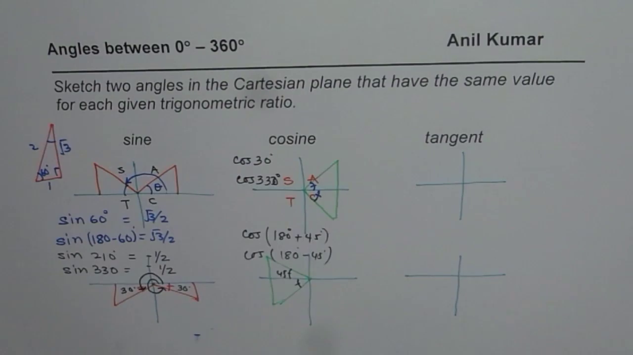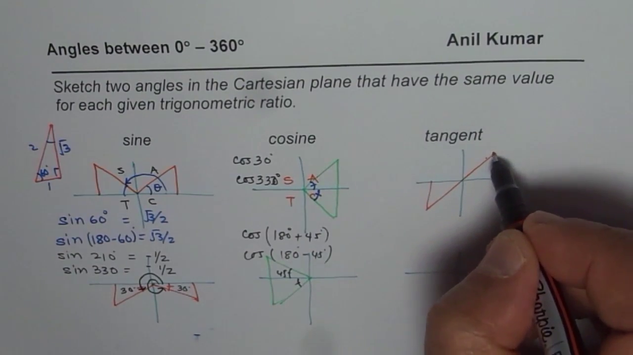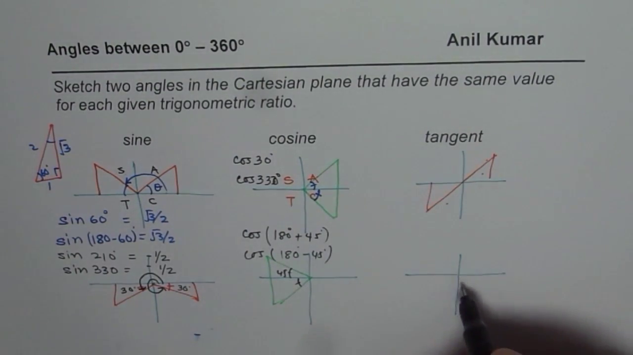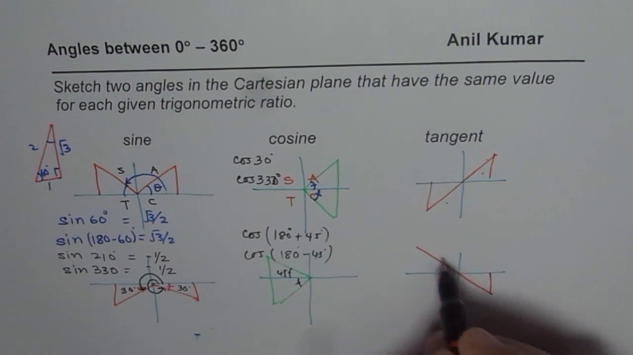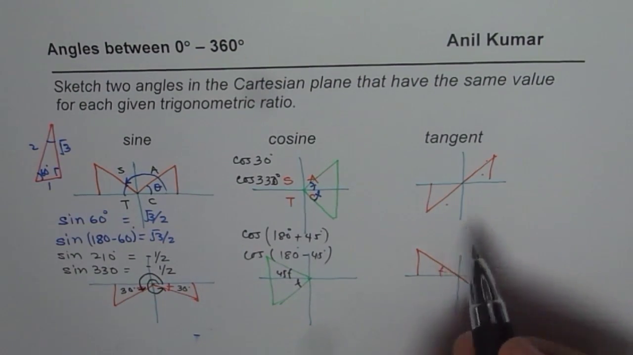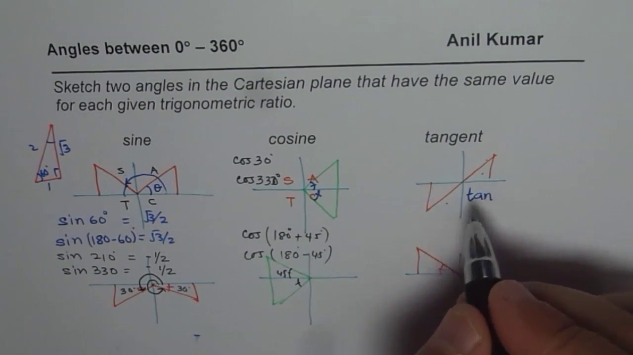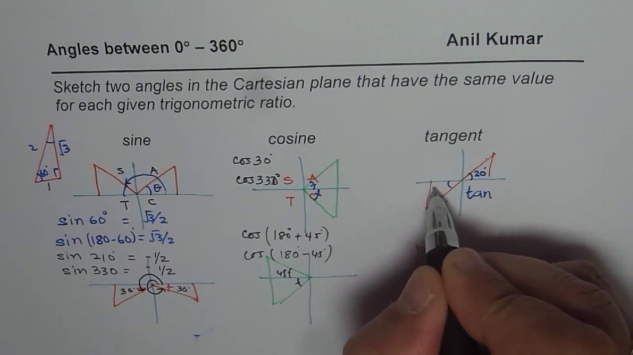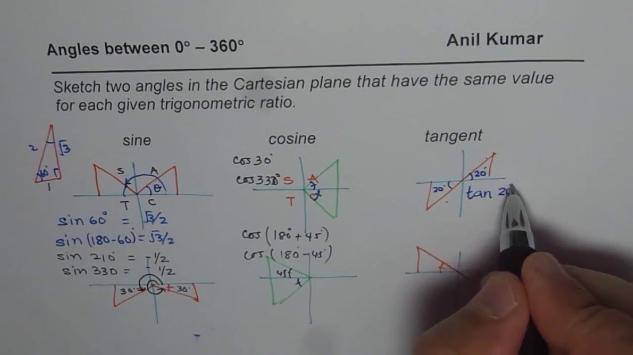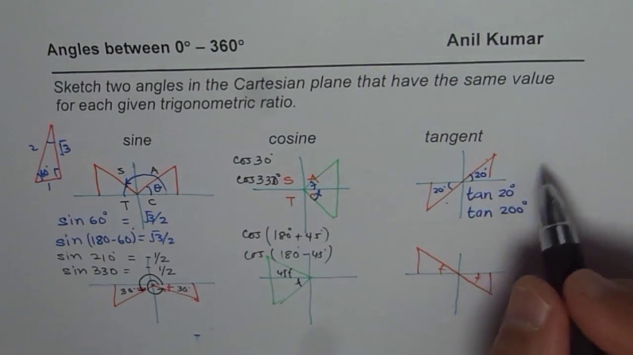For tan, you need to select triangles in quadrant 1 and 3 to get positive values, right? Because tan is positive here and here. Or you could select two triangles making acute angles exactly same in quadrant 3 and 4. So in this case, you'll get negative values, correct? So that is how you should be doing this question. So you could have tan of, let us say, you could select any. So for example, if we select this as 20 degrees, right? So acute angles are 20 degrees. So we have tan of 20 degrees and tan of 180 plus 20 is 200, right? So 200 degrees. Both will give you the same answers.